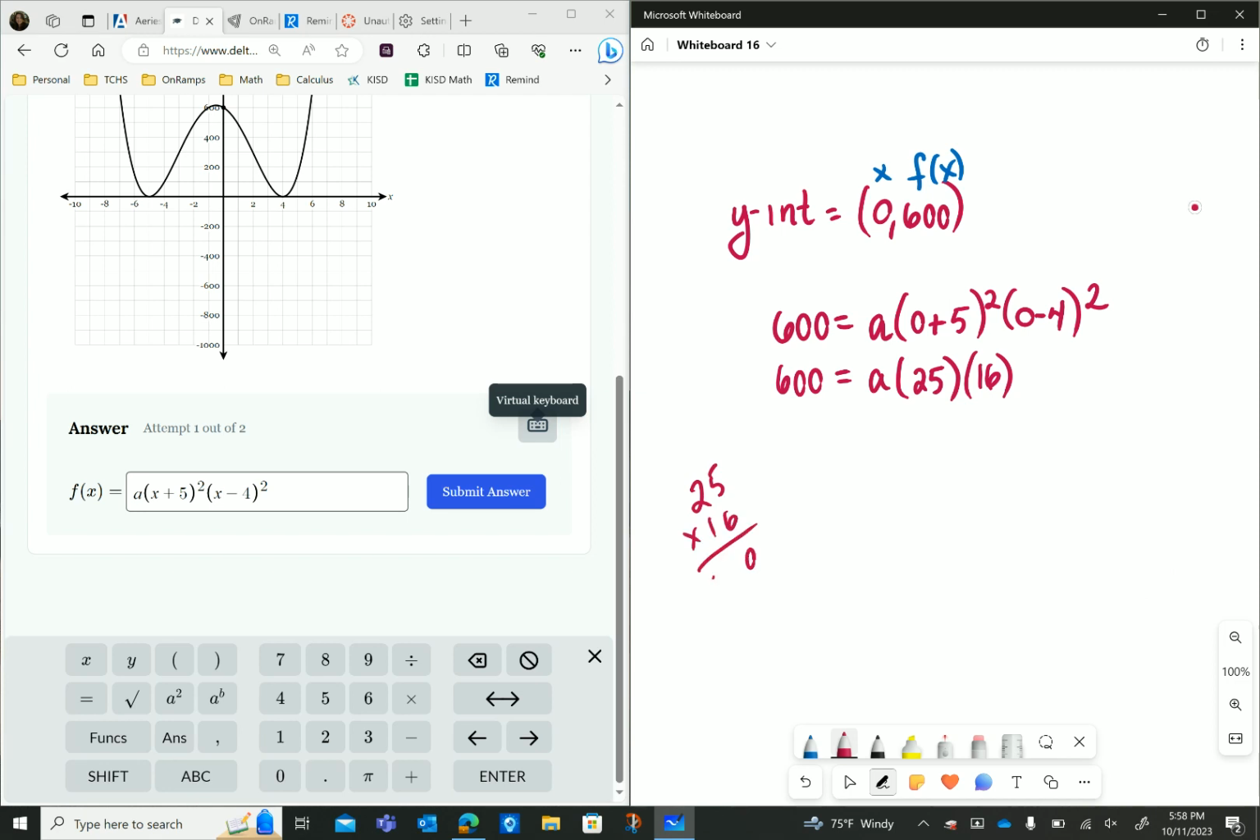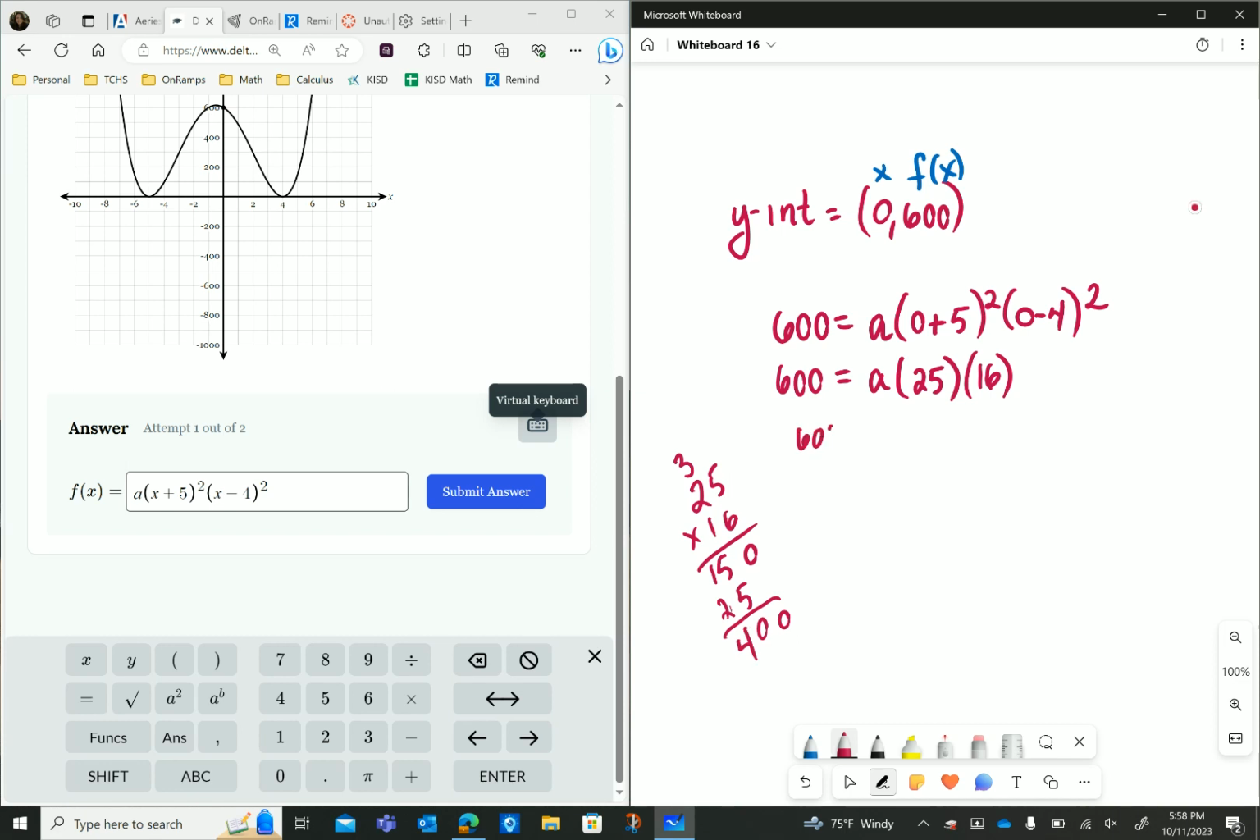All right, let me pause the video and get a calculator, because I am going to end up dividing by, oh my, I can't multiply. Let's try that again before I grab a calculator. 6 times 5 is 30, carry the 3, and so on, and I get 400. That's a little bit easier.